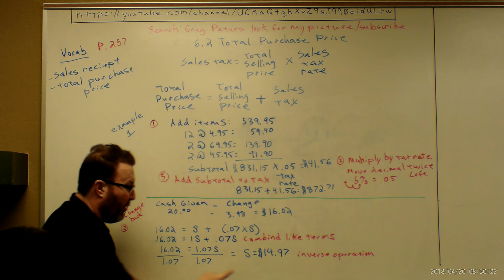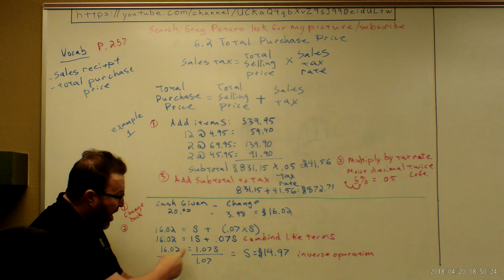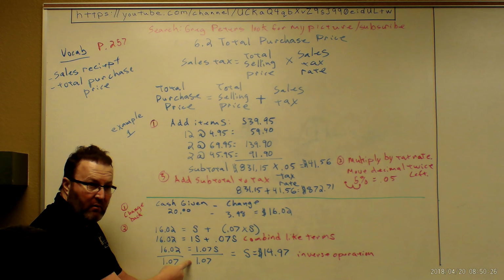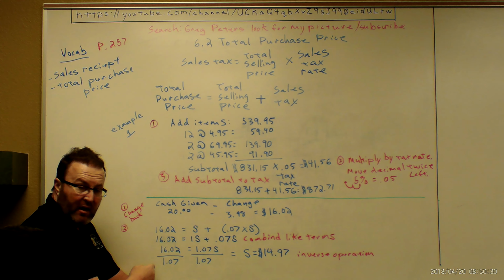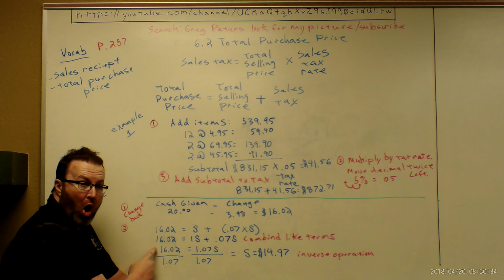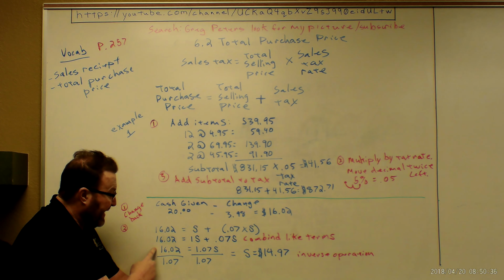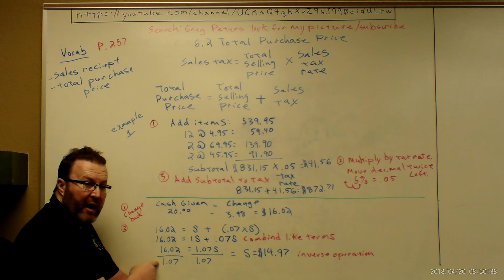We're doing the inverse operation, which means the opposite. So we're going to divide the side by 1.07. What we do to one side, we have to do to both sides. So then in our calculator, the number up top, the numerator, always goes in first. $16.02 divided by 1.07.